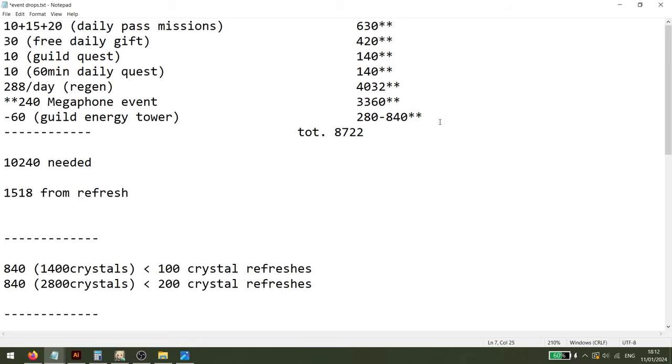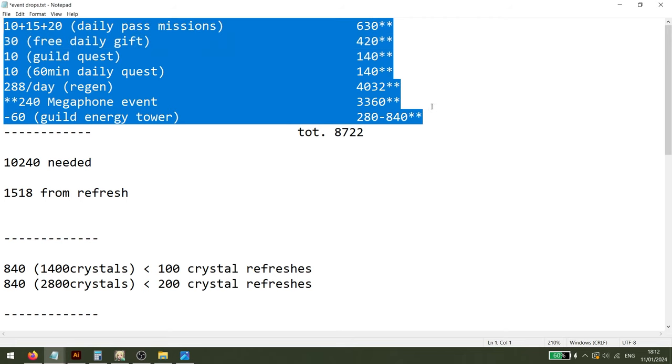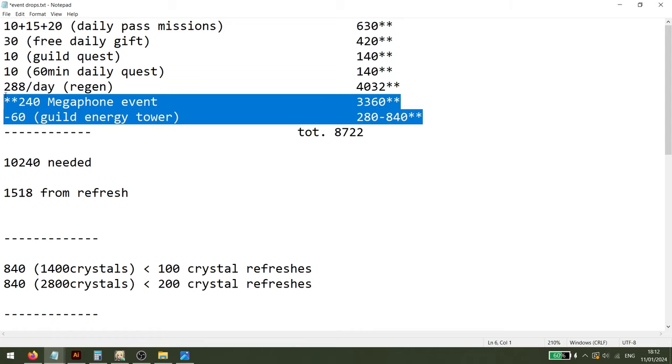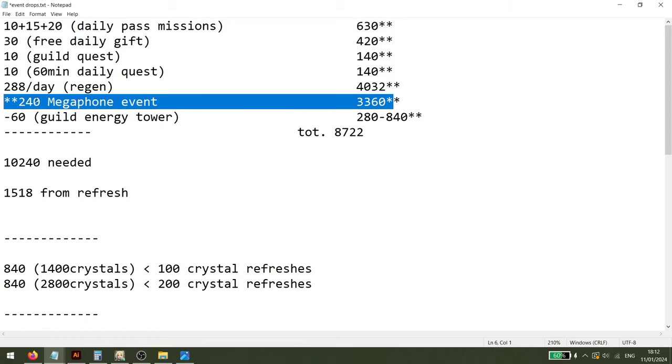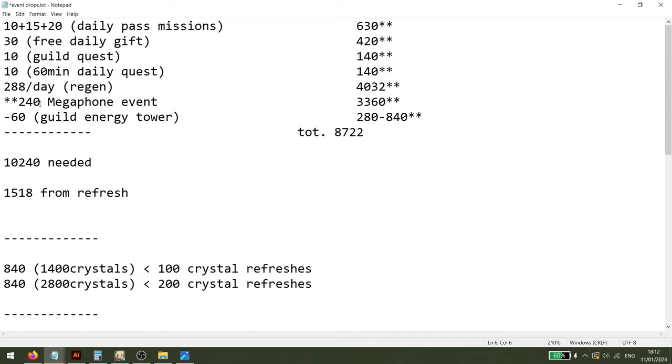So for the math itself, here you can see the free stuff you get. Most of the stuff is the same. I will only address the last two. So first of all, usually we get 120 energy daily from the daily login megaphone event, but until the next update is released on the 25th, we have doubled that. So we get 240 energy every day, and that will be a total of 3360 during the duration of the event.